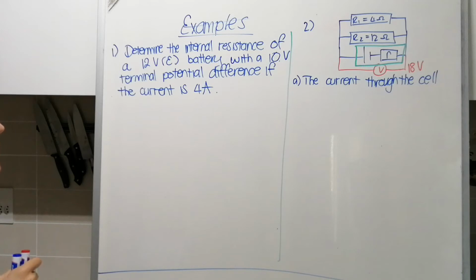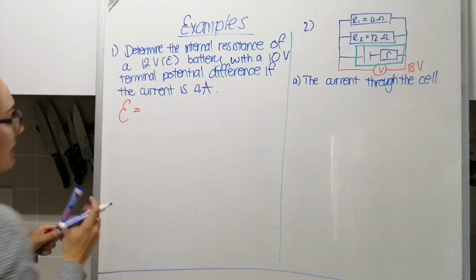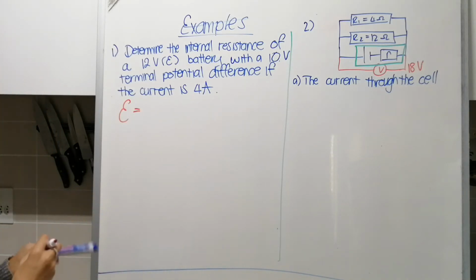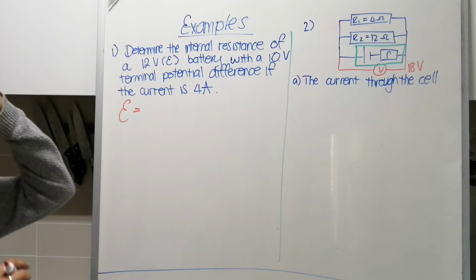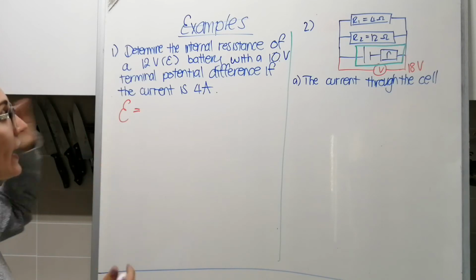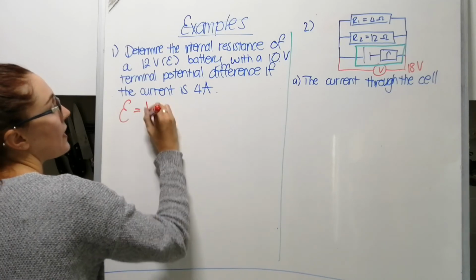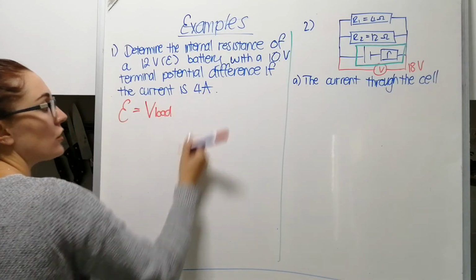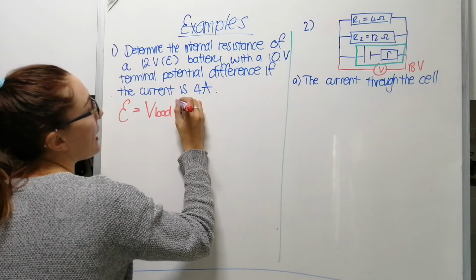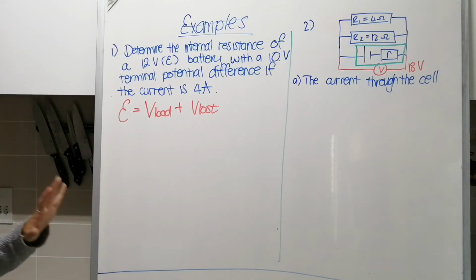Options here are either we can work out the lost volts somewhere, they don't ask for that though, or we can use the EMF formula. Now you can go straight to the final form of it, which is the one on your formula sheet, but that's not necessarily always going to help us. So I like to start from the basics, which is that EMF is equal to the load or the external or the terminal potential difference plus the lost volts. And then I expand depending on what I know and what I don't know.